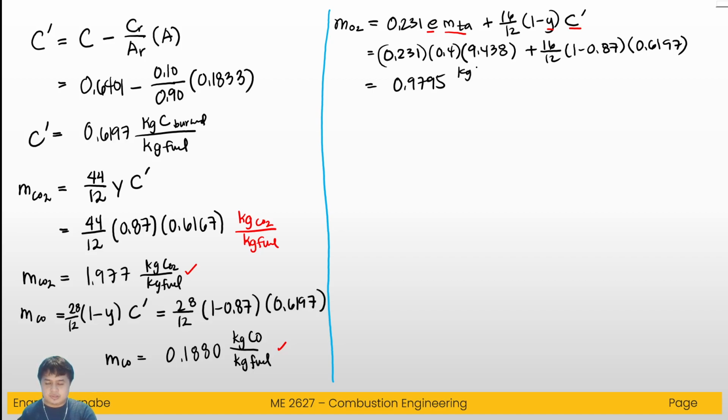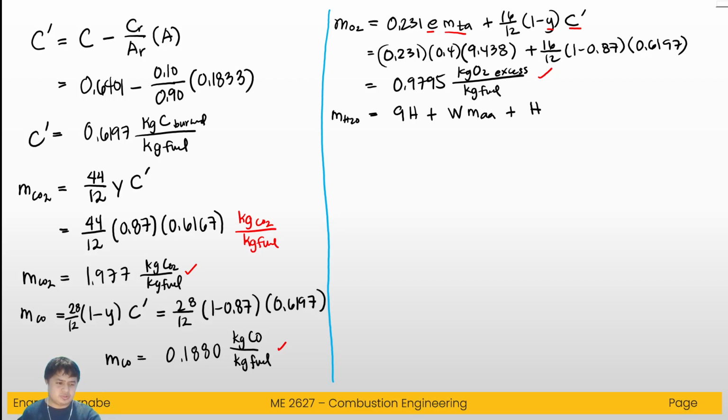0.9795 of oxygen. Well, this is excess, right? So just to take note, excess per kilogram of fuel. Okay, the next one will be water vapor or H2O. So for H2O, you have 9H2, no? Or just 9H, no? You can write 9H or 9H2O plus the humidity ratio of this, and then you have the mass of the actual air, and then plus you have the H.